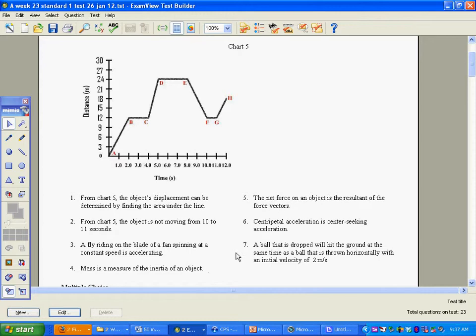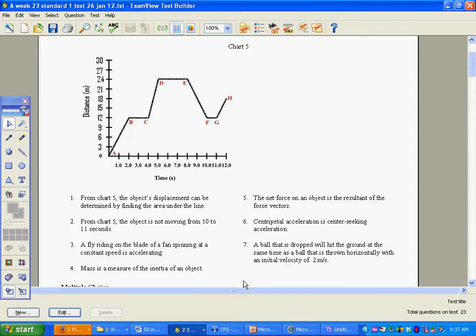Okay, number 4, mass is the measure of an inertia of an object. True or false? True. Remember we said if you see mass, what word are you going to link it with? Inertia. All right.